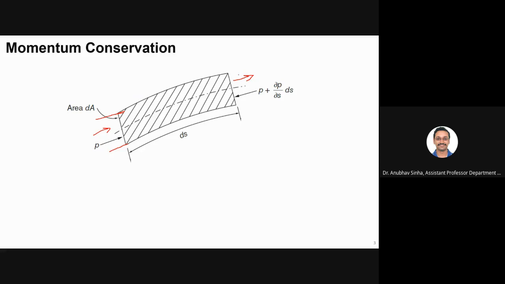Now let us say we have a stream tube of area dA, the length is ds along the streamline, and we have a pressure difference. On the left side the pressure is P, and on the right side the pressure is P plus dP by ds times ds. So basically it measures how the pressure is varying along the streamline, multiplied by ds, the length of this stream tube. So very simple general one-dimensional flow.